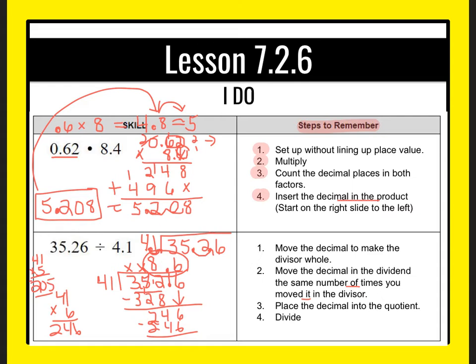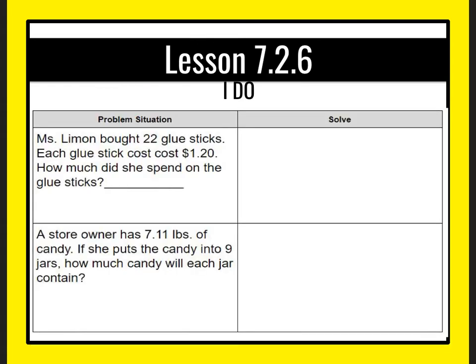All right, let's go ahead and go to the I do set of problems. Make sure that you have an opportunity to actually write some of these and show your work. Miss Limon bought 22 glue sticks. Each of those glue sticks cost $1.20. Well, how much did she spend on all of those glue sticks?